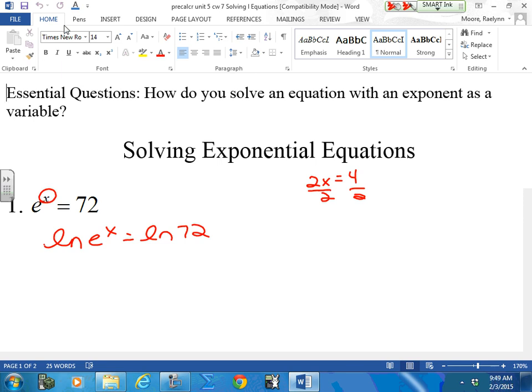Now, if you remember your property, your ln e cancels out. This cancels out and says x is equal to ln 72. Now, all you have to do is put that in your calculator.